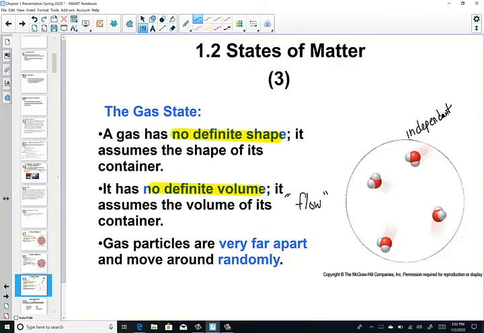Gas particles are very far apart, move very rapidly and randomly. There is no organization to the molecules at all. So we've moved from solids, which are highly organized, to liquids, which are less organized, to the gaseous state, which is just complete chaotic motion.